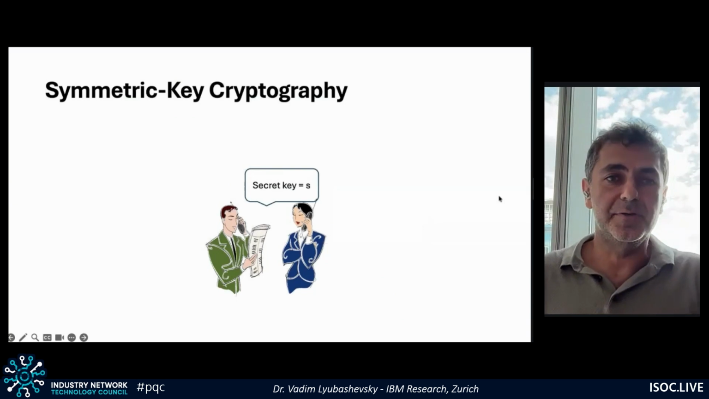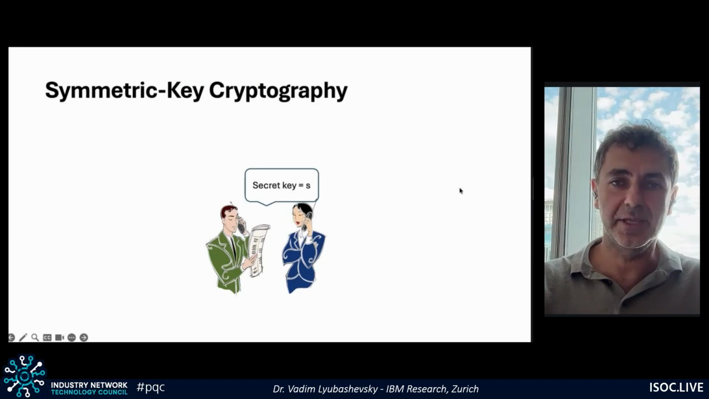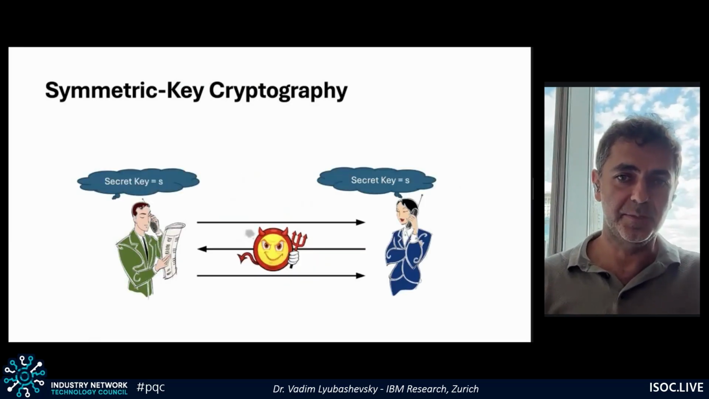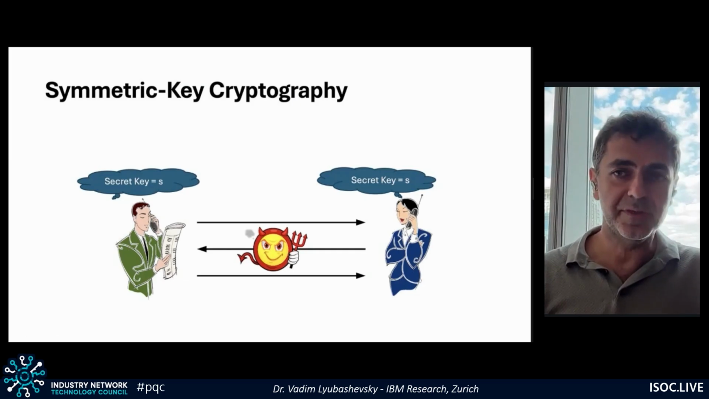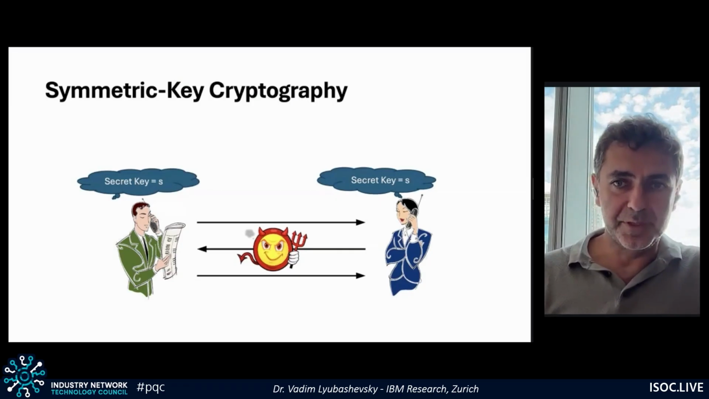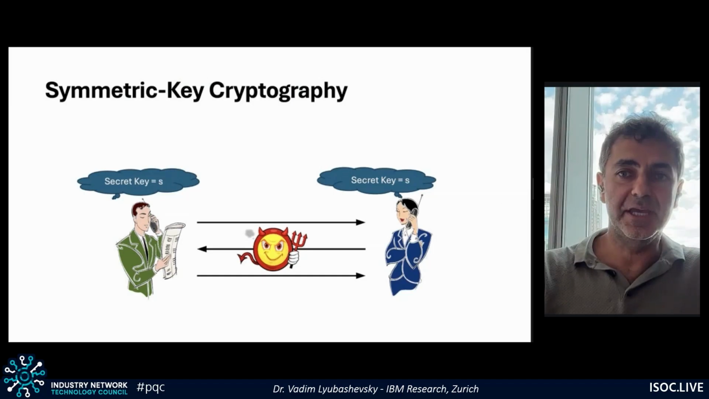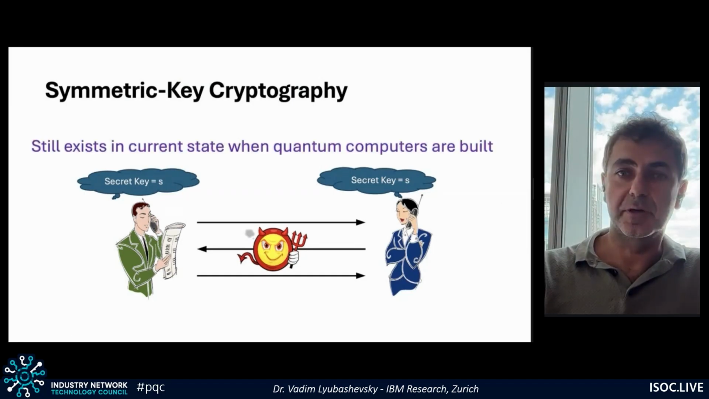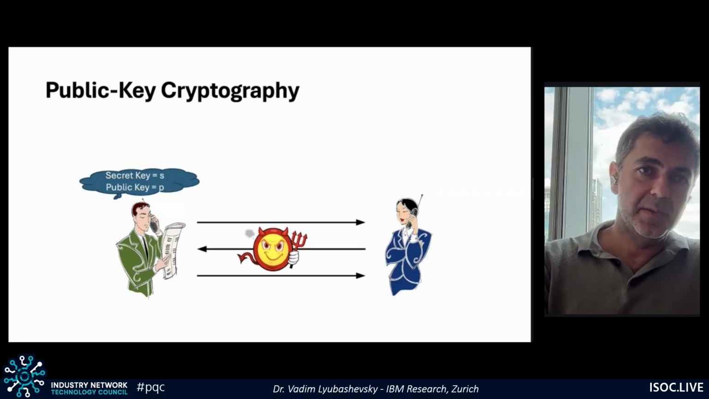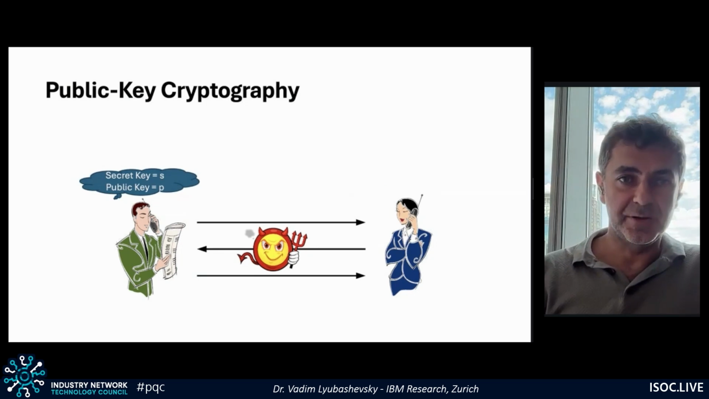There are 2 types of cryptography. One is symmetric key cryptography, where 2 parties come together and share a secret key S. They come apart, and they can talk in the presence of the adversary. All of that is nice and fast, and this is what we want to be using. The question is, how do they share this secret key S if they've never met before? Symmetric cryptography still works when quantum computers are built. But public key cryptography is what solves this problem of sharing the secret key.